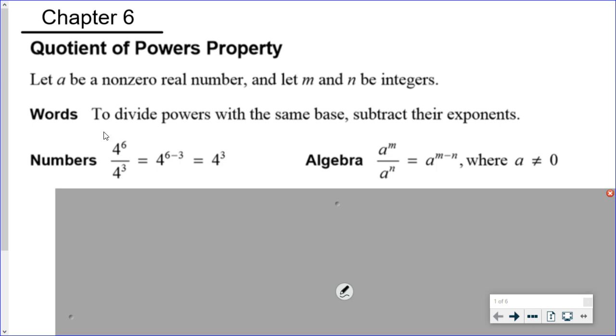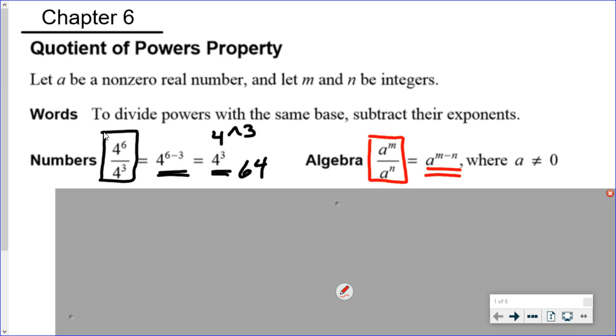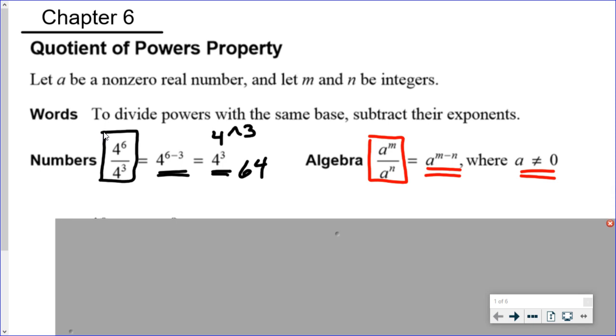So right here, you're going to notice the base is 4 for both of them. So I'm just going to subtract the exponents to give me this answer. And then you would actually use 4 caret 3 in your calculator to get 64. So the rule is same bases subtract exponents. Again, the base cannot be 0. And really what you're saying to yourself is, where's the bigger exponent?